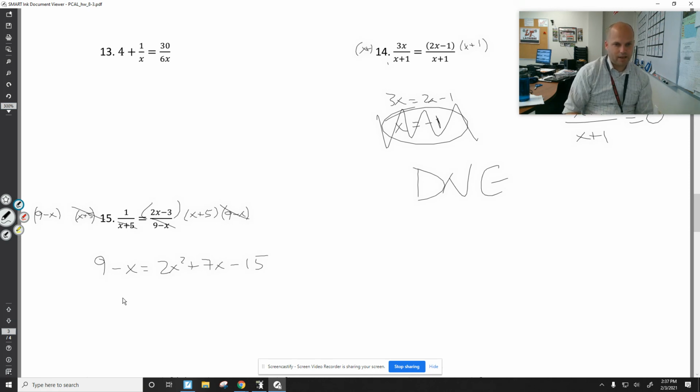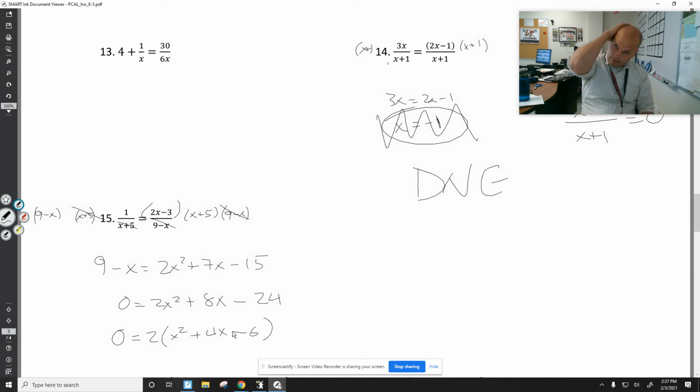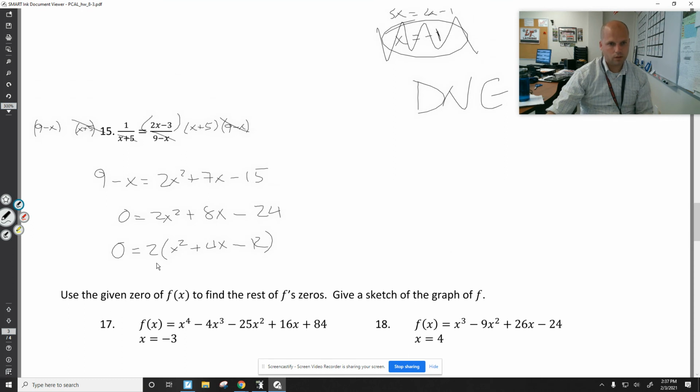Add an x, subtract a 9. I get 0 equals 2x squared plus 8x minus 24. Factor out a 2. That doesn't work. No, it's not 6, it's 12. Yes, it works. X plus 6, x minus 2.